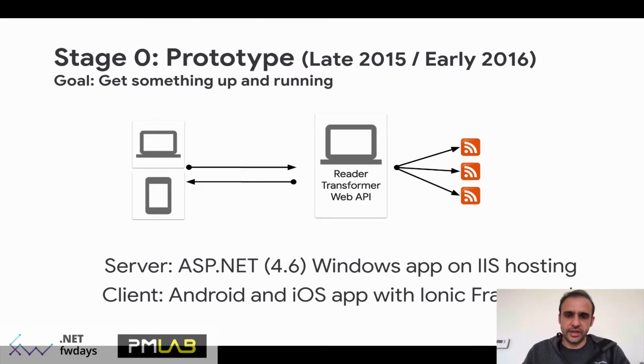So this was our initial app, and I will mostly be talking about the service side of it because that's where most of the modernization happened. And the service side was an ASP.NET app, but it was actually three separate things. It was a reader, a transformer, and a web API. The reader was an ASP.NET service that would go on a schedule to the feeds that we define and get the feeds and then bring them back to the application. So we just read the RSS feeds.